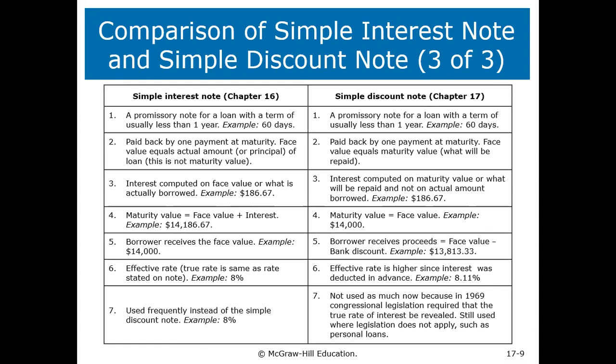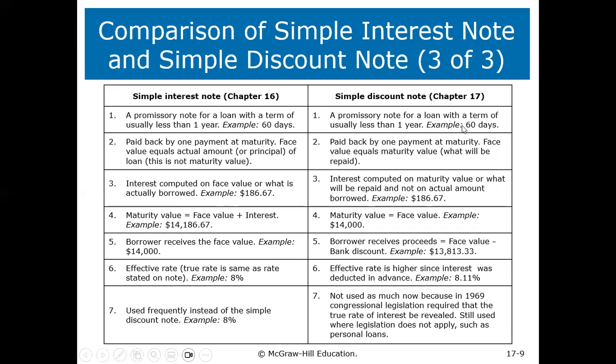Okay, so let's just summarize the example that we learned so far. Very quick summary. An amount was borrowed, 14,000. One process was simple interest. The other is simple discount. We were asked to compute for the interest, the maturity value, and the proceeds. The proceeds is the amount that you get now. And then we were asked to compute for the effective interest rate.